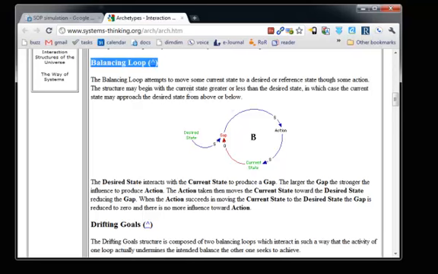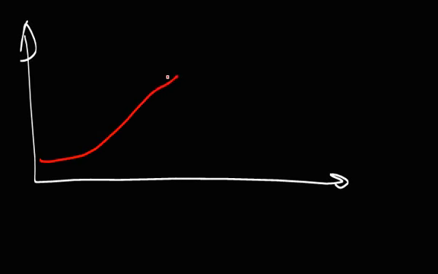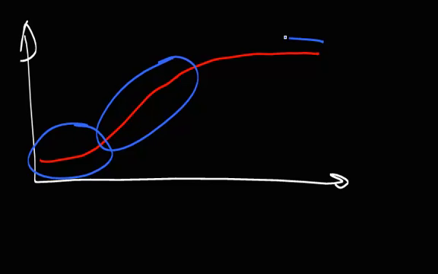So in the description, it says that it attempts to move some current state to a desired or reference state through some action. Basically, it has a balance, okay? So as a balance, it basically does the following. It starts growing, and it seems like it's never going to stop growing, but then it reaches a balance, and then it stops growing. It reaches a plateau. It basically has three phases, if you will. A first phase of slow growth, then an accelerated growth, and then a plateau. And this is what we're looking for if we're thinking in terms of mice.